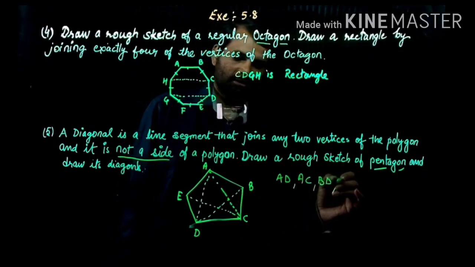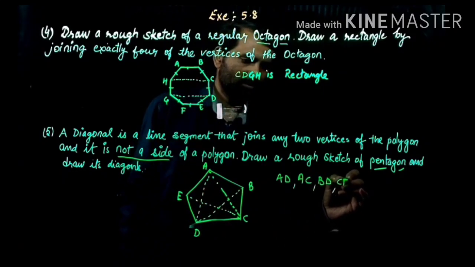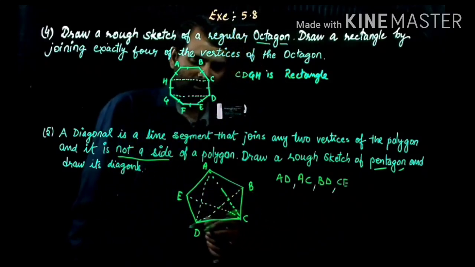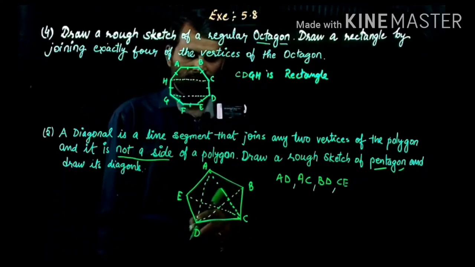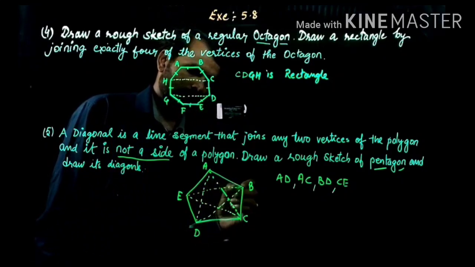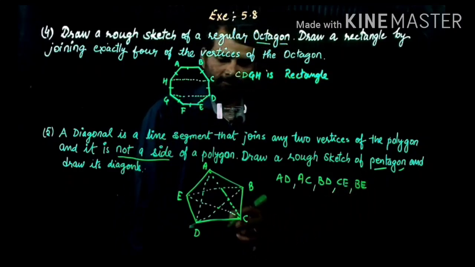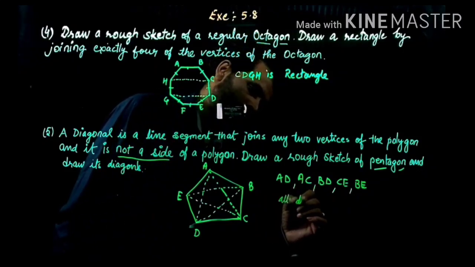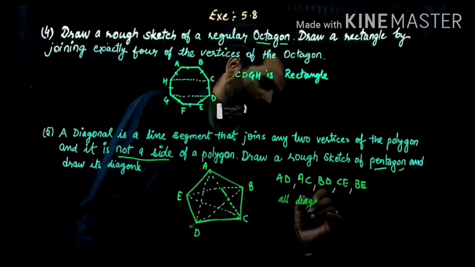And CE. AD, AC, BD, and this first one, and one diagonal is here, BE. So these are all the diagonals.